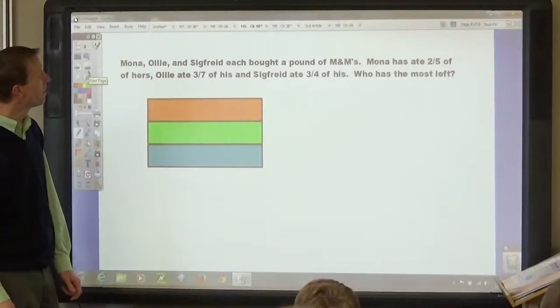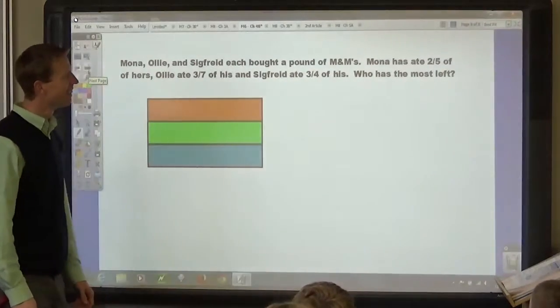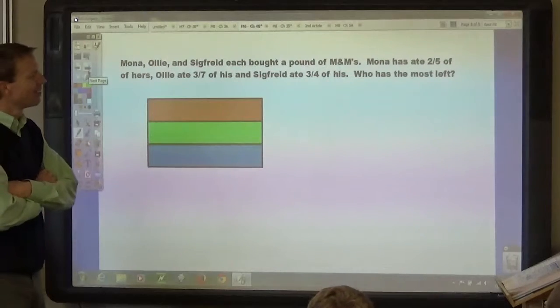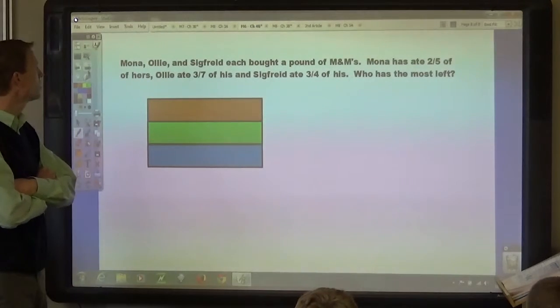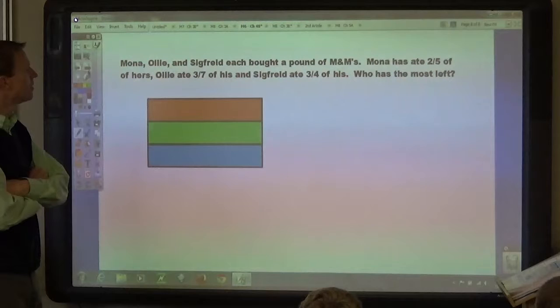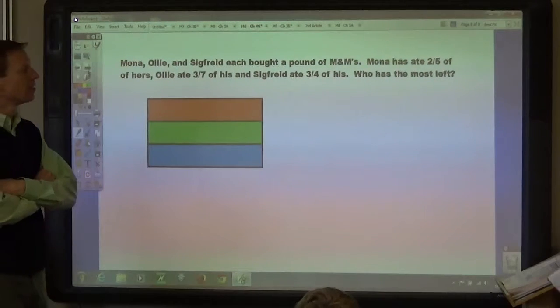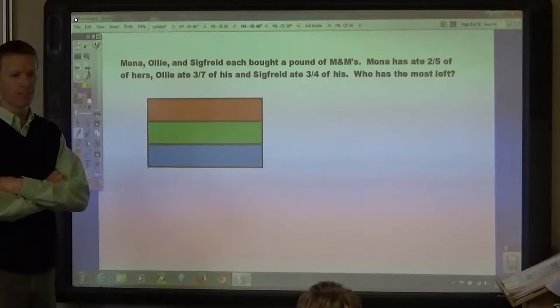Mona, Ollie, and Siegfried each bought a pound of M&Ms. Mona ate 2/5 of hers. Ollie ate 3/7 of his. And Siegfried ate 3/4 of his. Who has the most left?